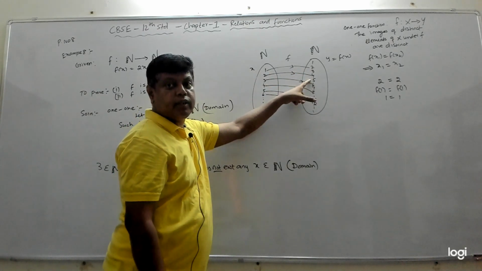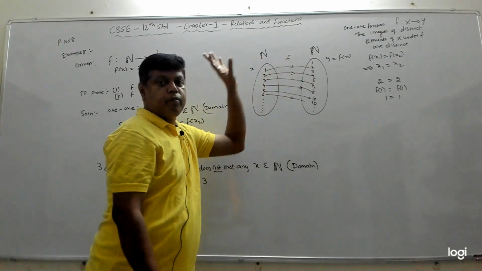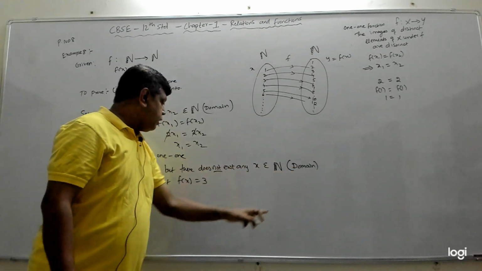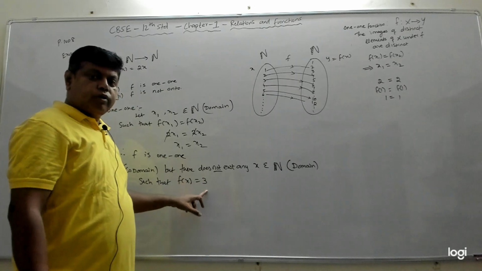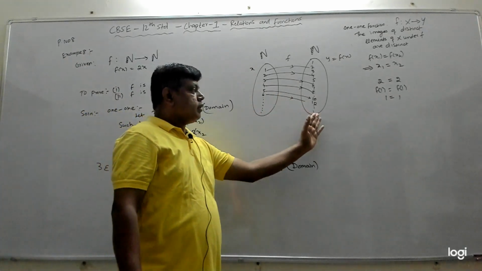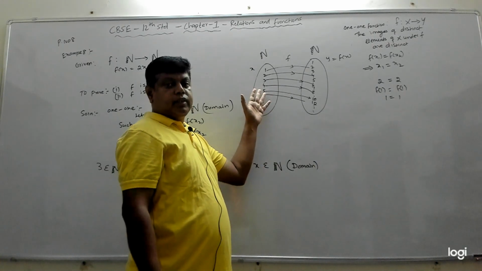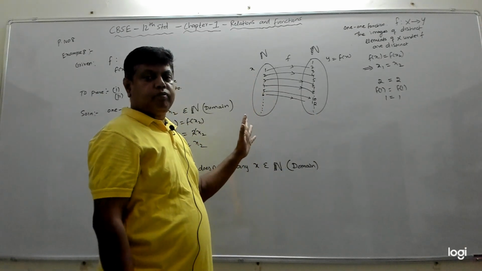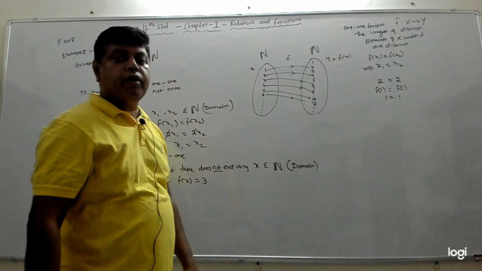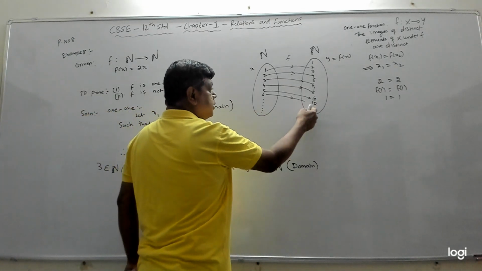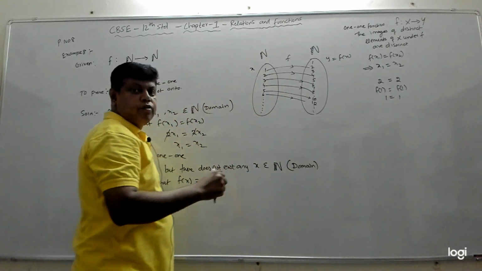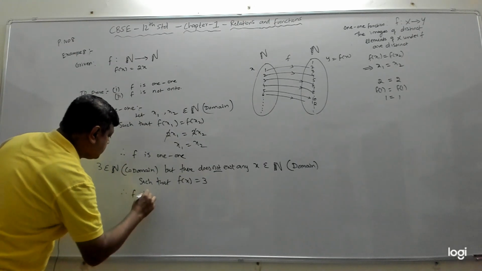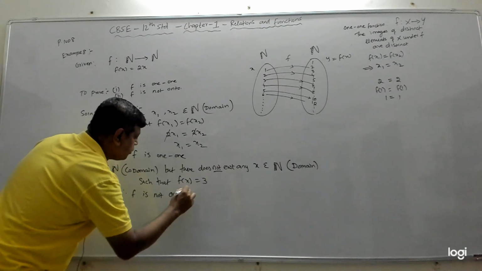See, even for 5 there is nothing getting mapped to 5. Even for 1 there is nothing. So you can even say 1 belongs to n, codomain, but there does not exist any x in n, which is domain, such that f of x is 1. If you can find even one element which is not an image of any element here, then it is not onto. So therefore f is not onto function.